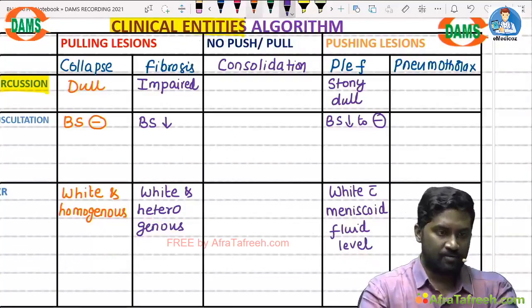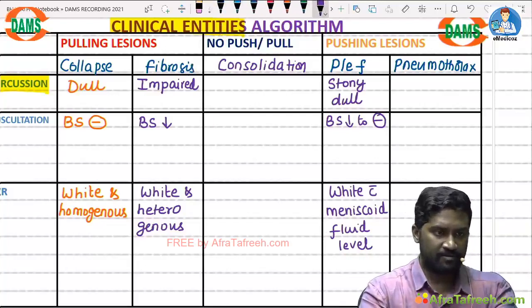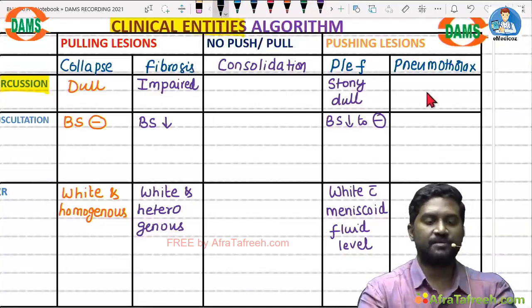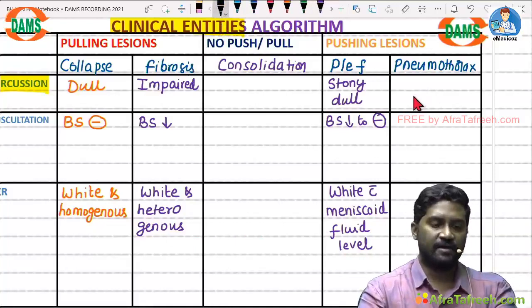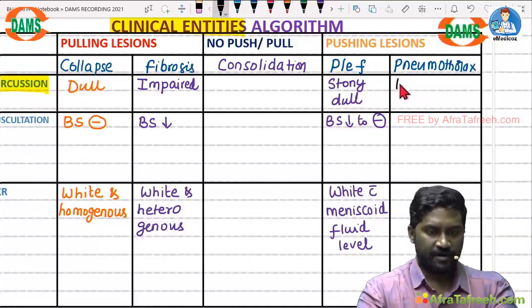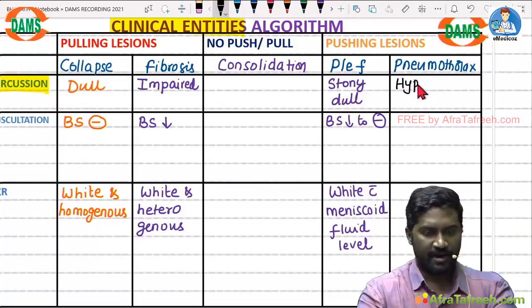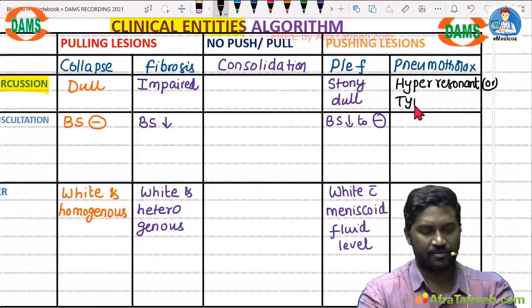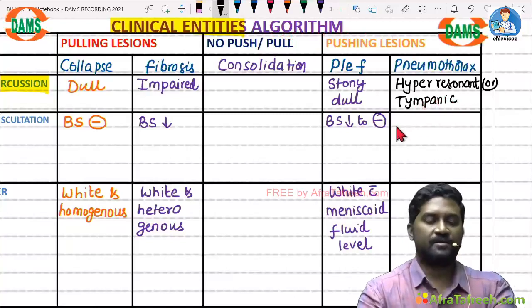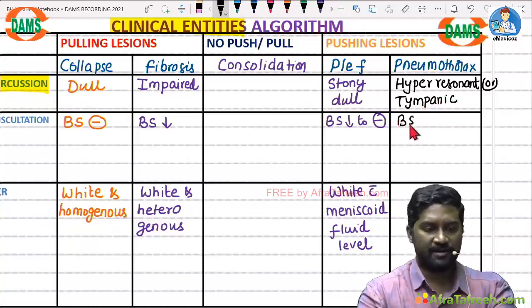Now coming to pneumothorax. Pneumothorax is air in the pleural space. If you percuss, you get a hyper-resonant note. Hyper-resonant note, also called a tympanic note. Depending upon the severity of pneumothorax, breath sounds can be diminished to absent.